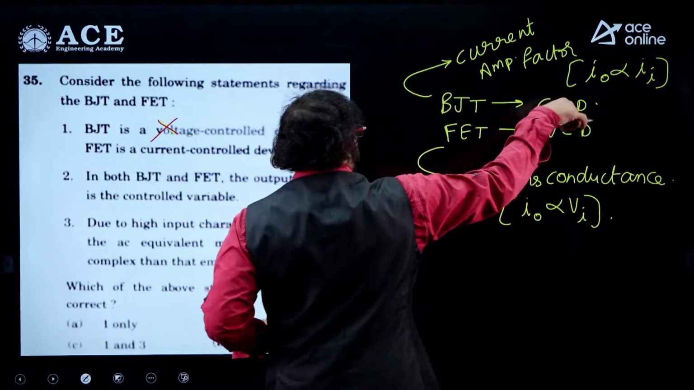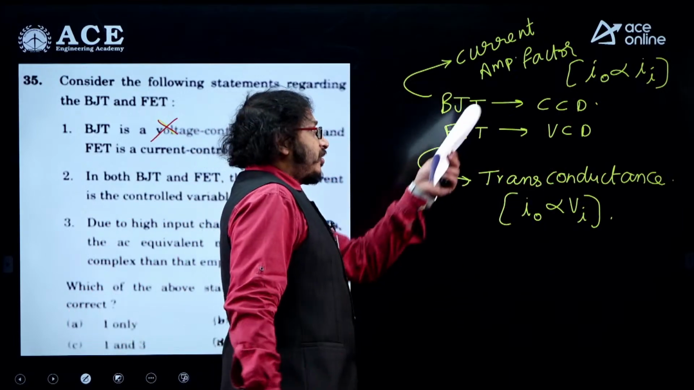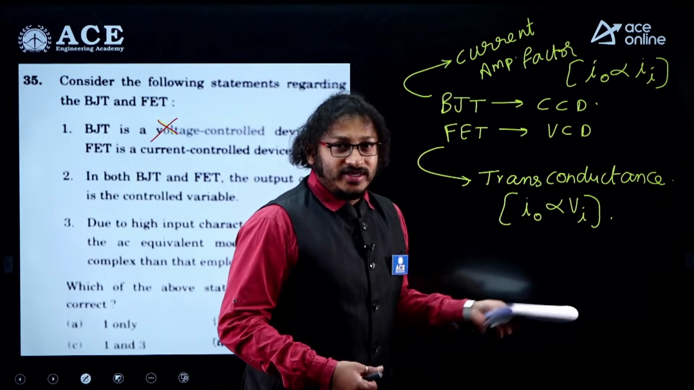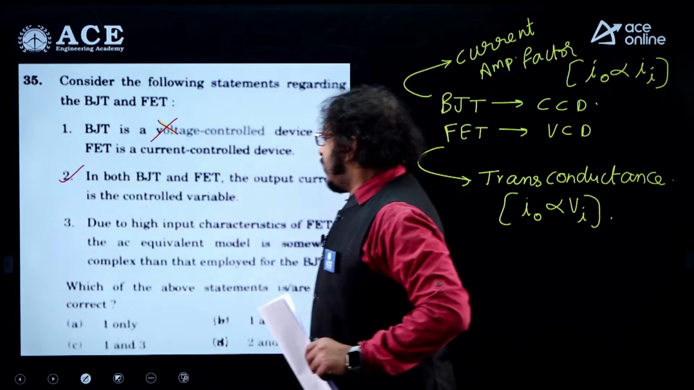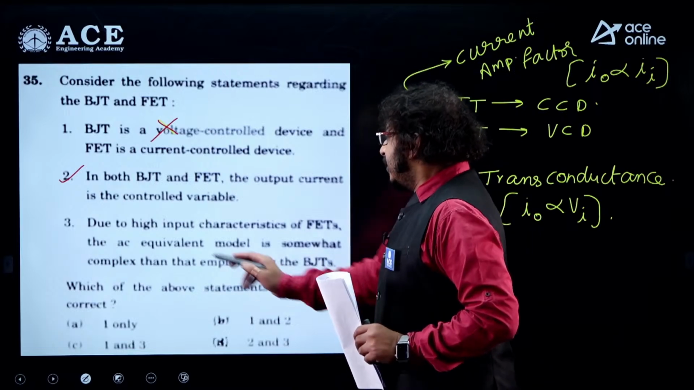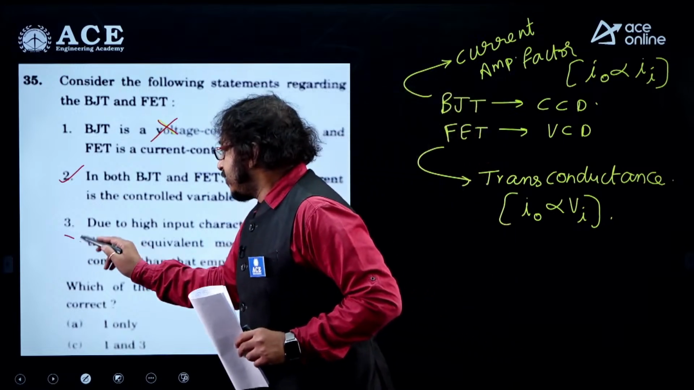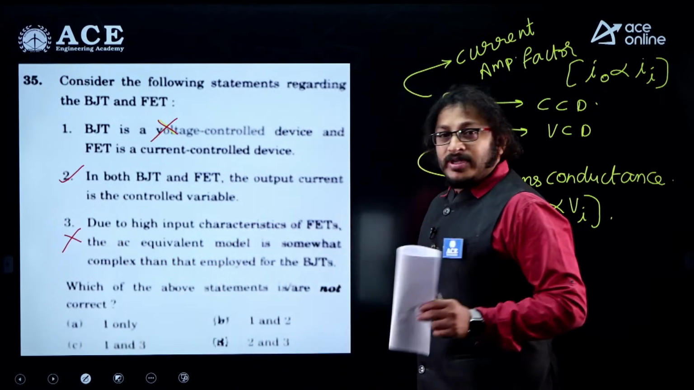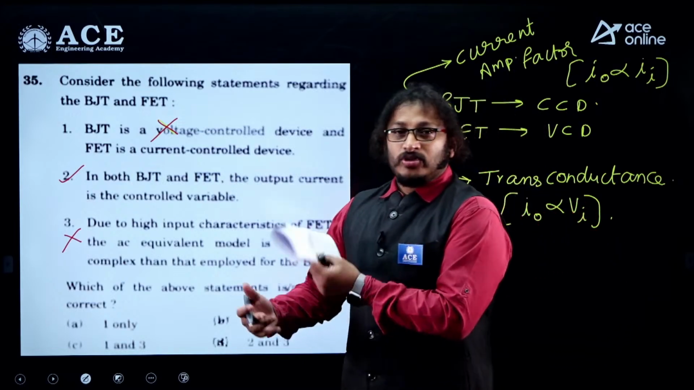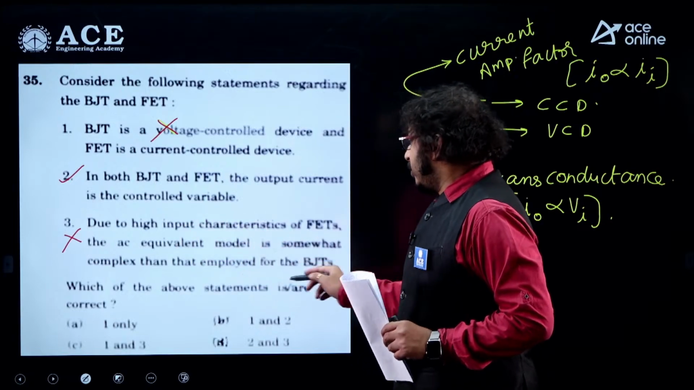So output current is variable, a controlled variable, and that means a dependent variable, correct or not? So a controlled current source, it is what here? A voltage controlled current source, right? So the controlled variable is apt. And due to high input characteristics of FET, that means high input impedance of FET, the AC equivalent model is somewhat complex, so I think it is wrong, absolutely. Absolutely it is wrong. Why? Because the AC equivalent circuit of a field effect transistor is the easiest way of design compared to the BJT. So due to high input characteristics of FET, the AC equivalent model is somewhat complex.